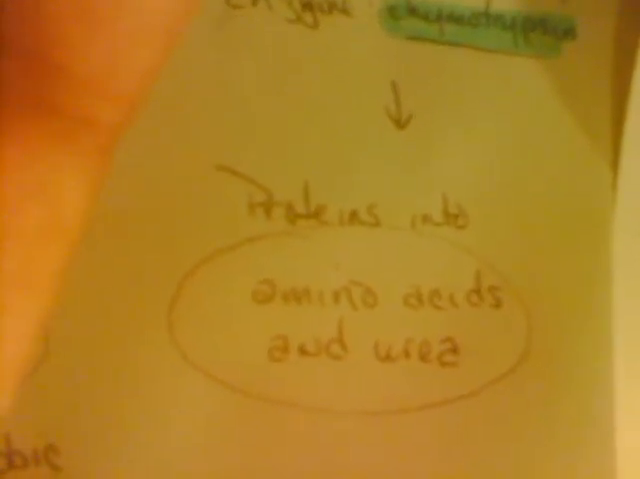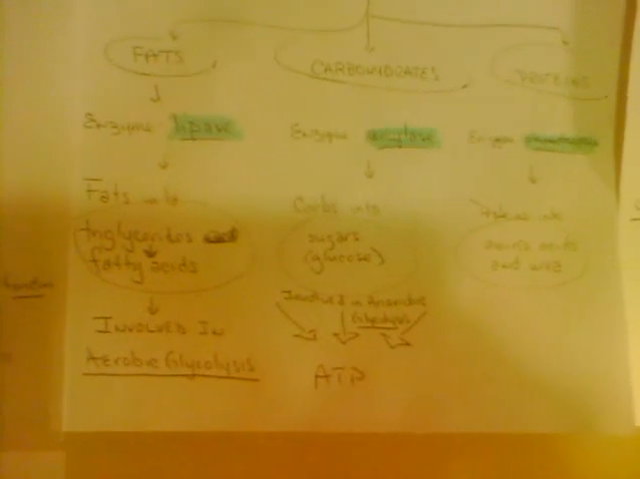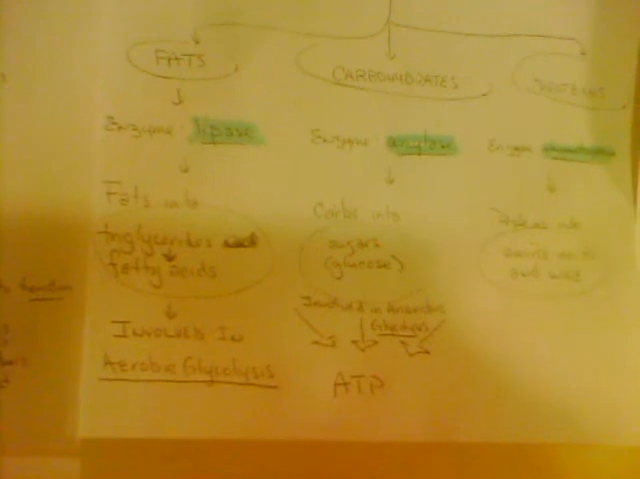Chymotrypsin breaks down the proteins, and as a result, the proteins become 20 amino acids and urea. Okay, so nitrogen, basically, in layman's terms. Now, when you're breaking down fats, carbohydrates, and protein, the end result, what's being produced, is what's called ATP. ATP is your energy molecule, and it stands for adenosine triphosphate. Adenosine triphosphate.